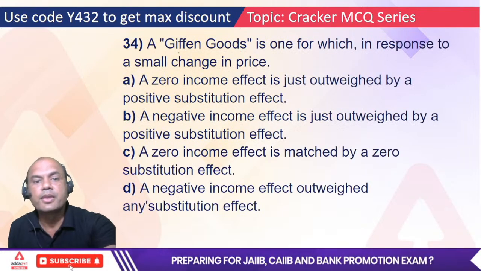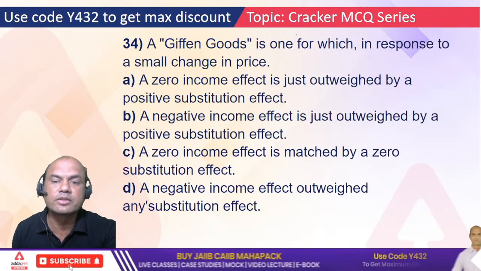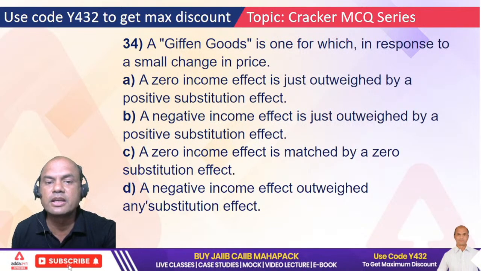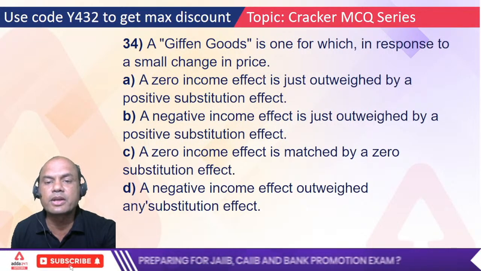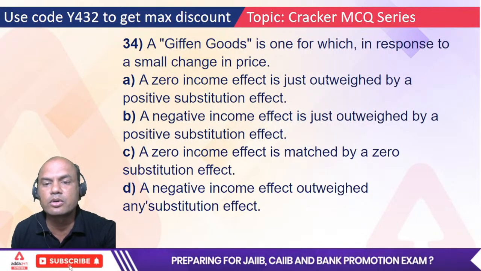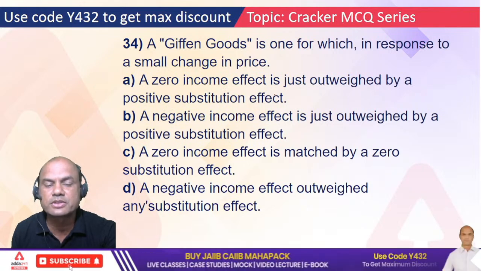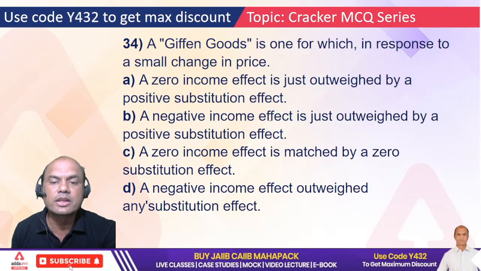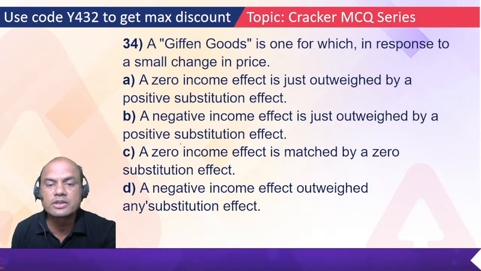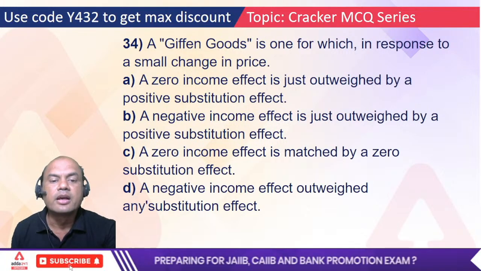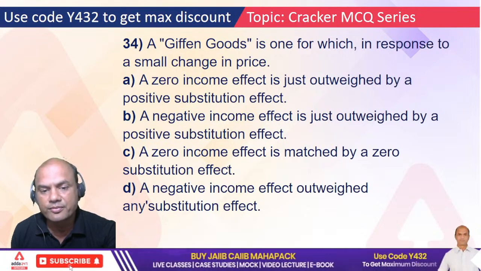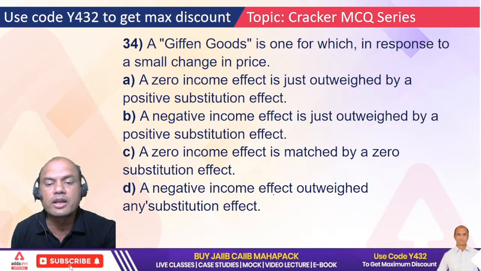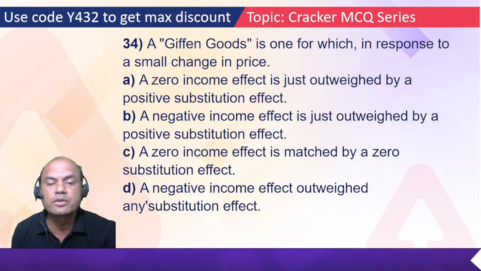Okay. Next, a Giffen good is the one for which, in response to a small change in price, a zero income effect is just outweighed by a positive substitution effect. A negative income effect is just outweighed by a positive substitution effect. A zero income effect is matched by zero substitution effect. A negative income effect outweighed any substitution effect.